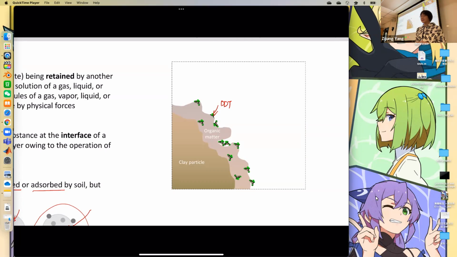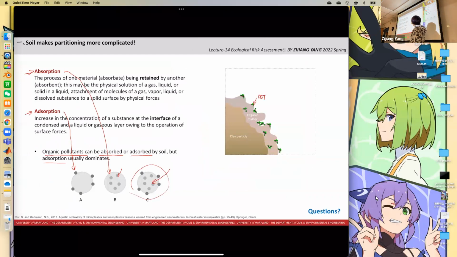And this is important when we are extracting the pollutant from the soil, because for the surface DDT, they are very easy to be removed or very easy to be extracted. But for the DDT that is inside the organic matter, it is relatively harder to extract. So when we are doing the extraction of the organic pollutant from the soil, we may have some errors caused by these processes. They may not completely extract all the organic pollutants from the soil organic matter.